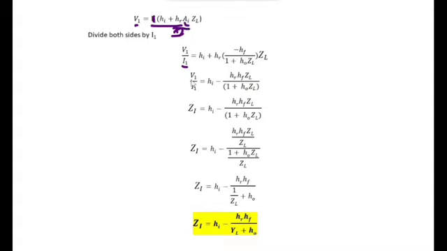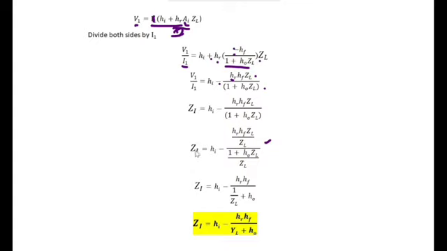Then we are getting V1 by I1 is equal to HI minus HR into HF into ZL, the total multiplication of these three terms with this sign. So we get minus here, the total numerator is HR into HF into ZL, and the denominator is 1 plus HO ZL. If we divide the numerator and denominator by ZL, we get this equation.